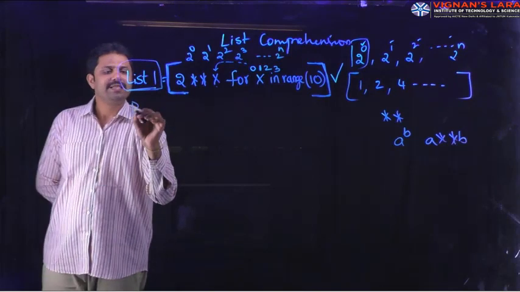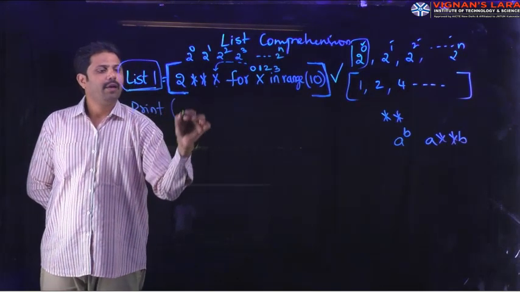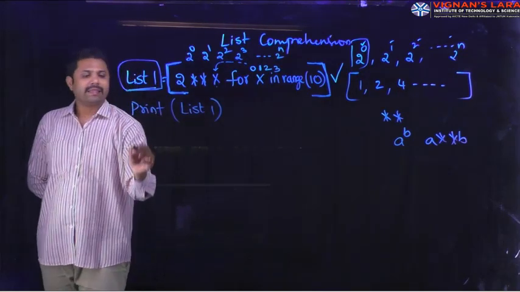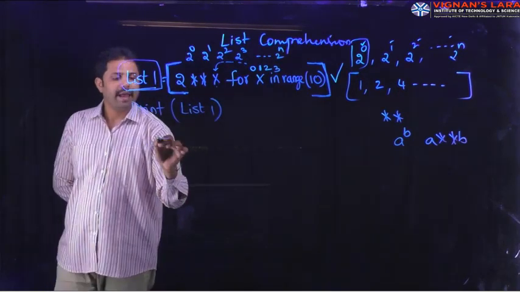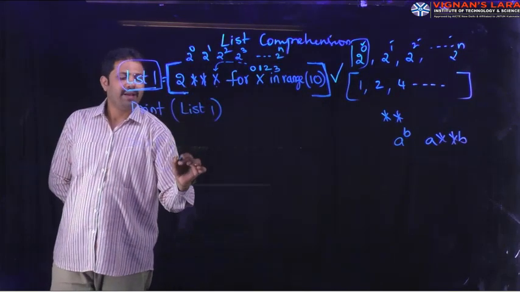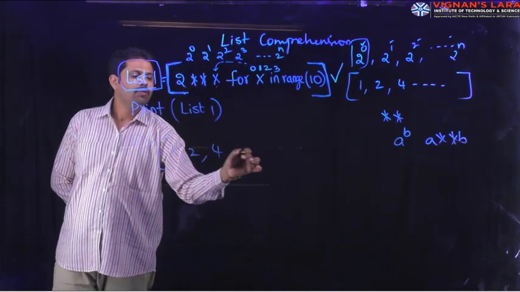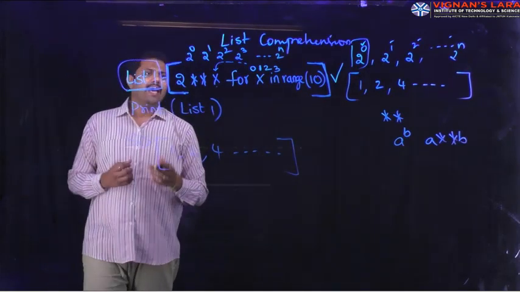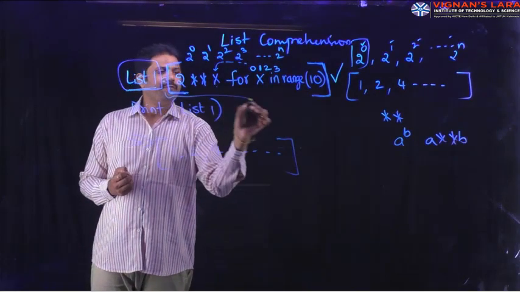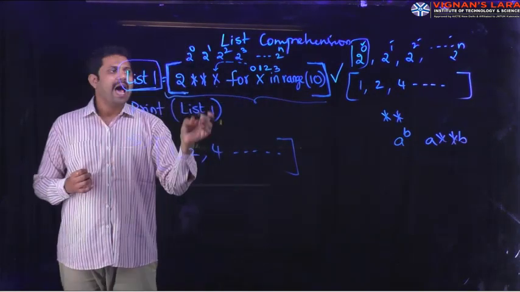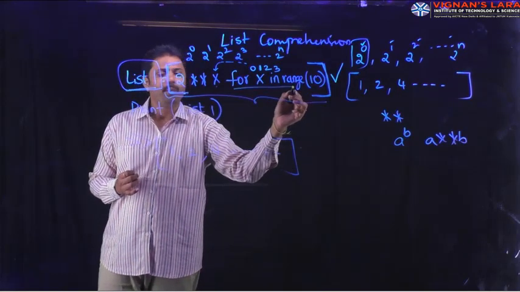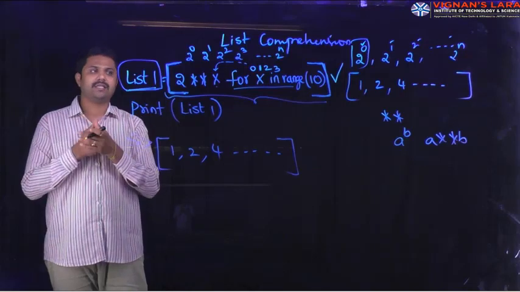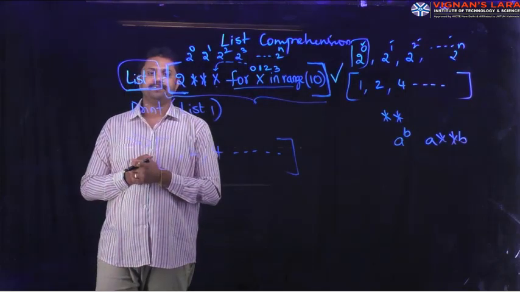If you print list 1, the output is a list. That means 1, 2, 4, and so on. Here it is a list. In that list, I just used a for loop. With that for loop, I created the items in the list. This is called list comprehension.